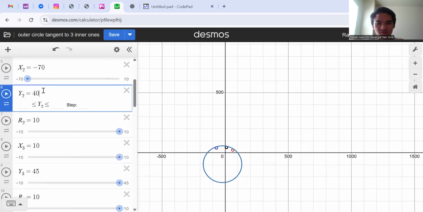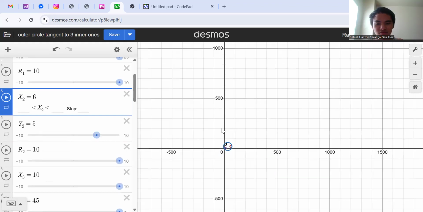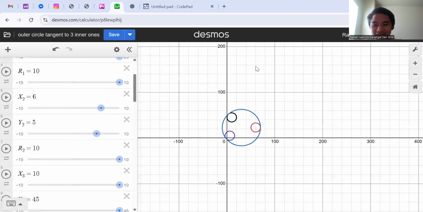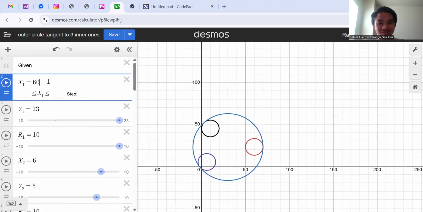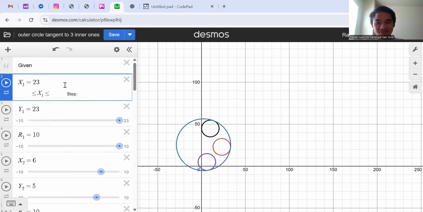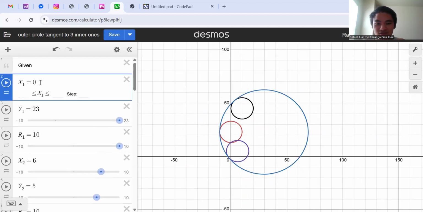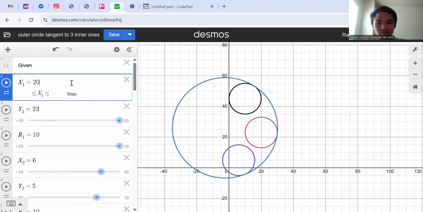Any other assumptions we could make? 5, 6. Okay, I'm just playing around with it, because we can play around with it. Let's be honest. Make this 23. So it works. What if we make it a 0? That's an issue. Oh, now it overlaps. Keep it in the 20s.